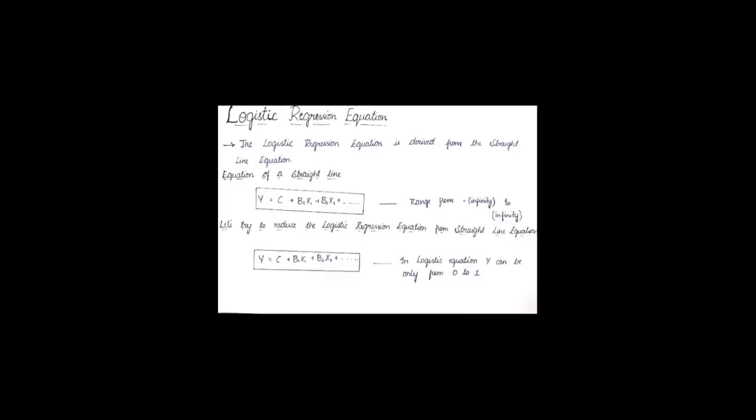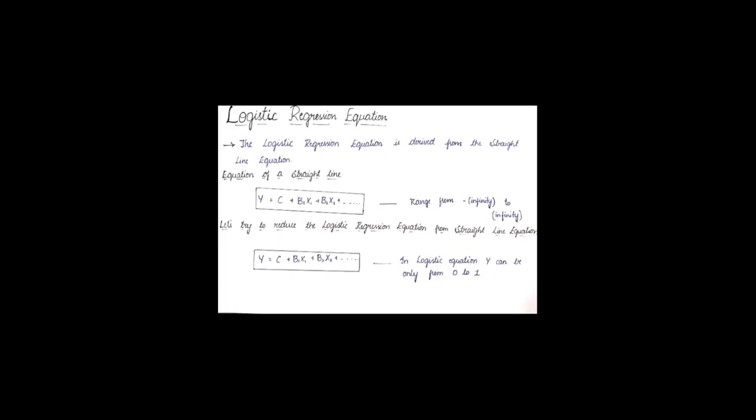Now let's see how an equation is formed. Over here, we have an equation of a straight line, which is y = mx + c. So in this case, I have only one independent variable. But if you have many independent variables, then the equation becomes m1x1 + m2x2 + m3x3 and so on till mnxn. So let us put in b and x. Here the equation becomes y = c + b1x1 + b2x2 + b3x3 and so on till bnxn. The equation of a straight line has a range from minus infinity to infinity.